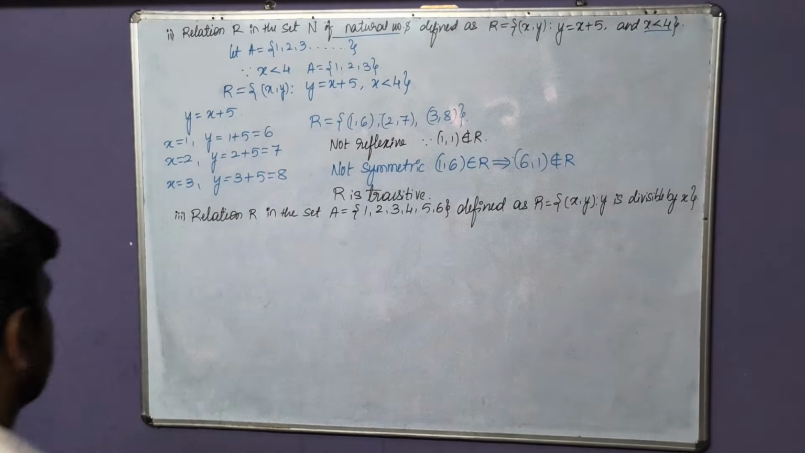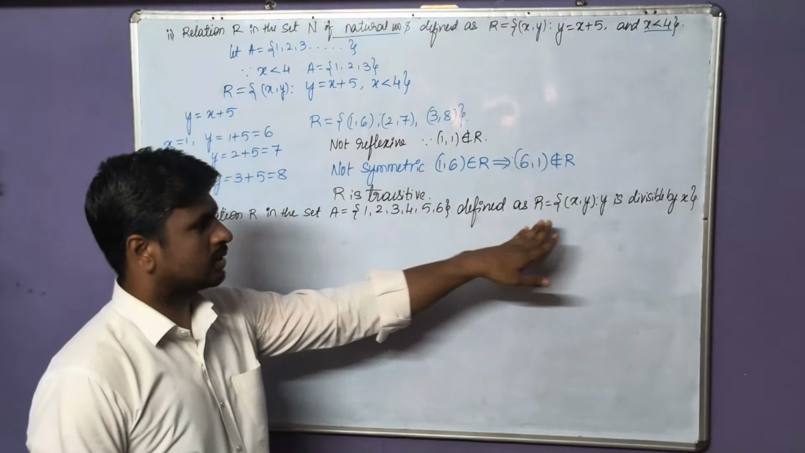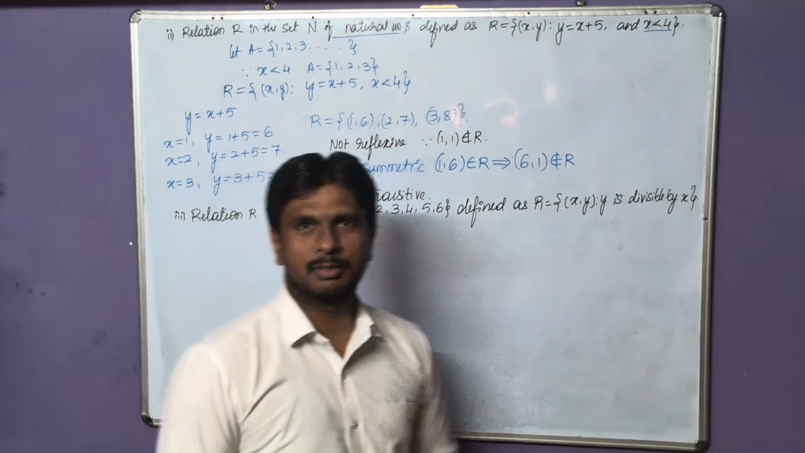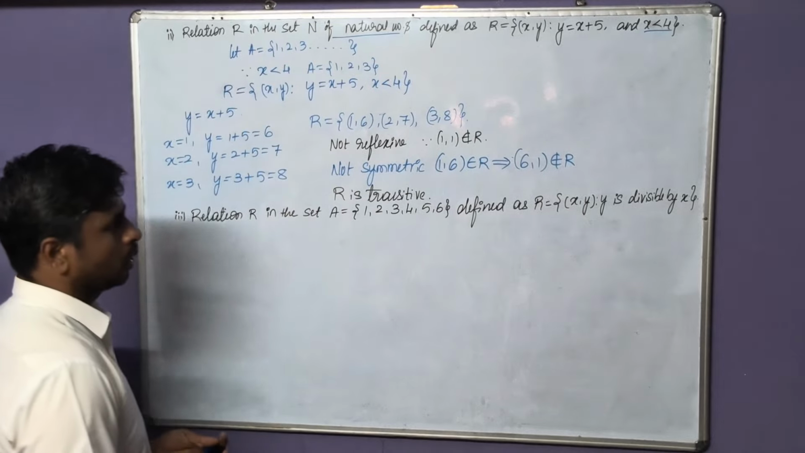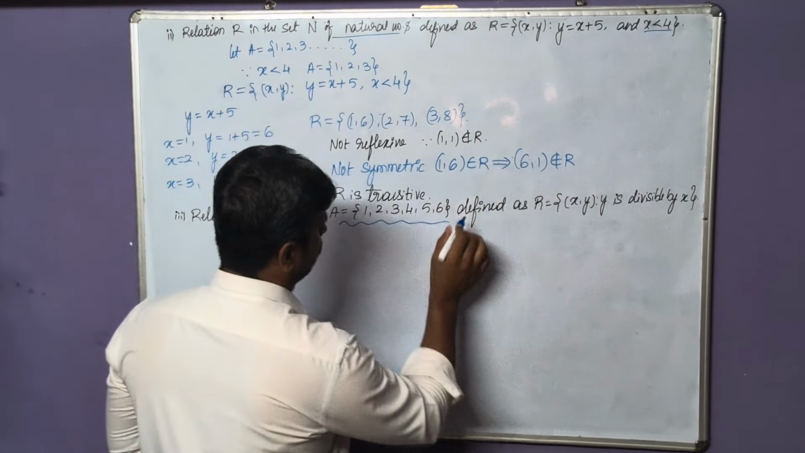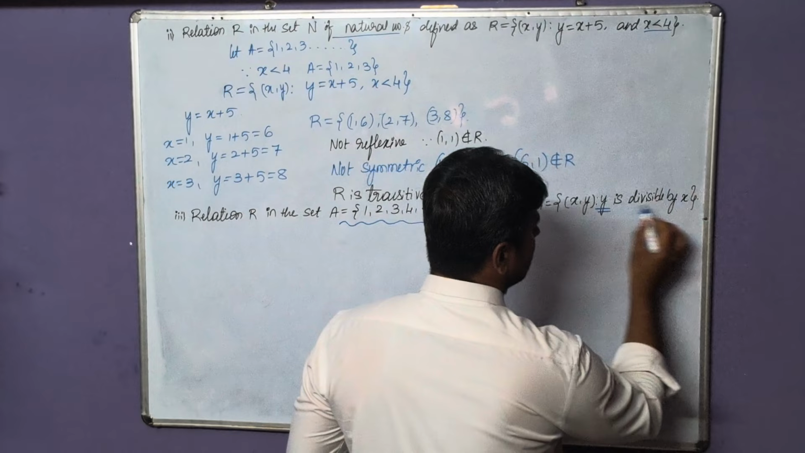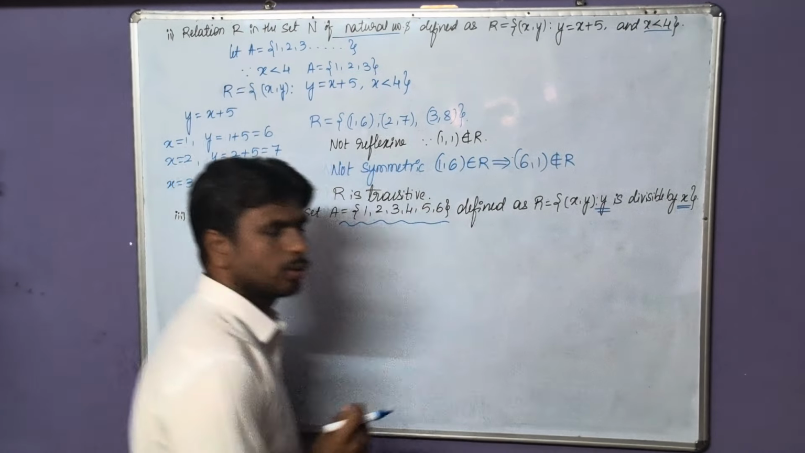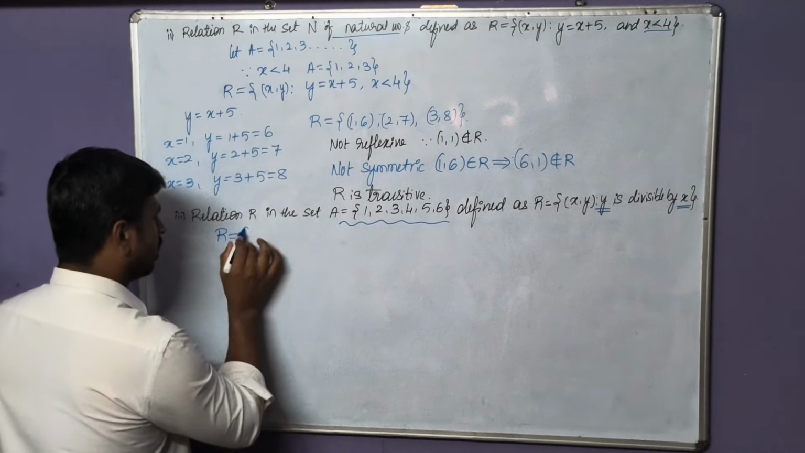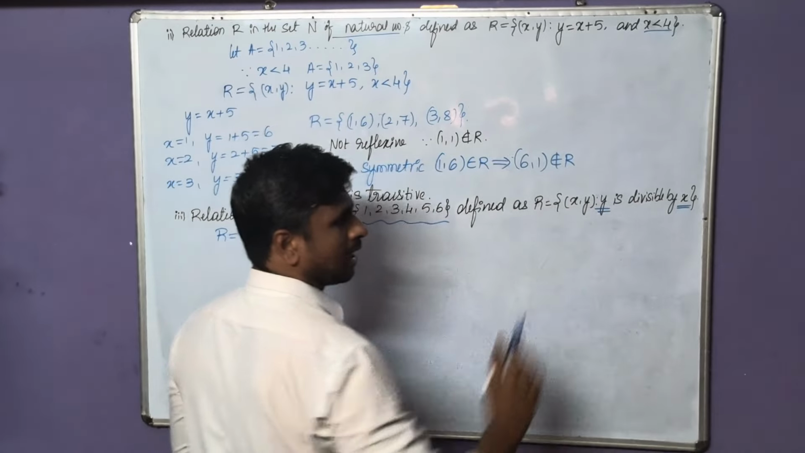We have the next, third sub-question: the relation R in the set A = {1, 2, 3, 4, 5, 6} defined as R = {(x, y) : y is divisible by x}. So here it is very clear. The elements of set A are 1 to 6 and the given condition is y should be divisible by x. First we will write the elements of the relation R under the given condition. So here the y value must be divisible by x.